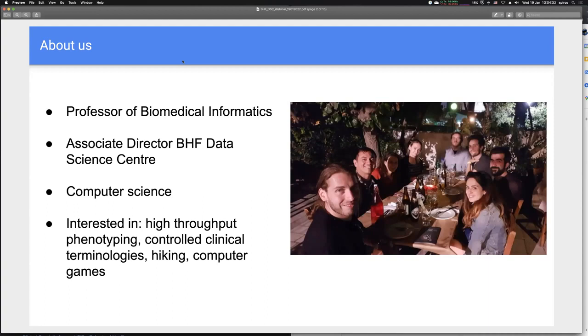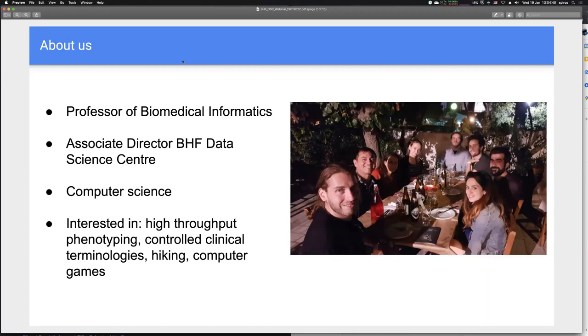And I have the pleasure of working with a small team of researchers. There's a picture of us from many years ago from our away weekend in Athens, when we were still allowed to leave the house for different reasons.